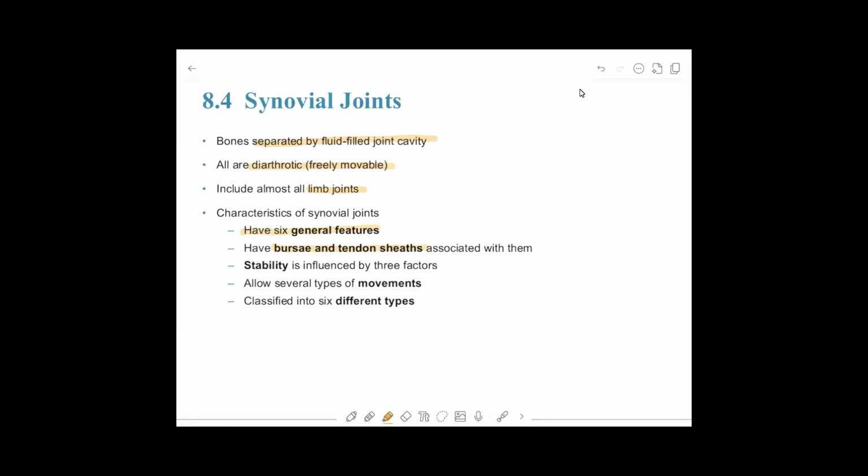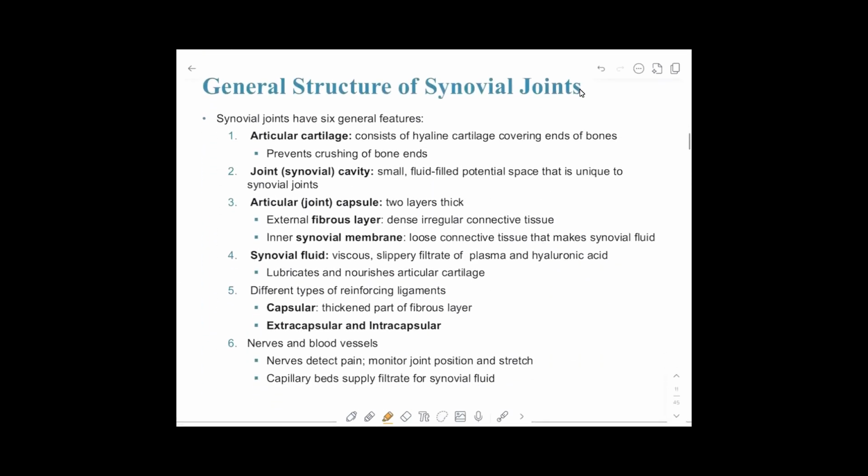The stability is influenced by 3 different factors, and it allows several types of movements. So we can subclassify synovial joints into 6 different types, which we will be talking about coming up. The 6 different features are on this slide.